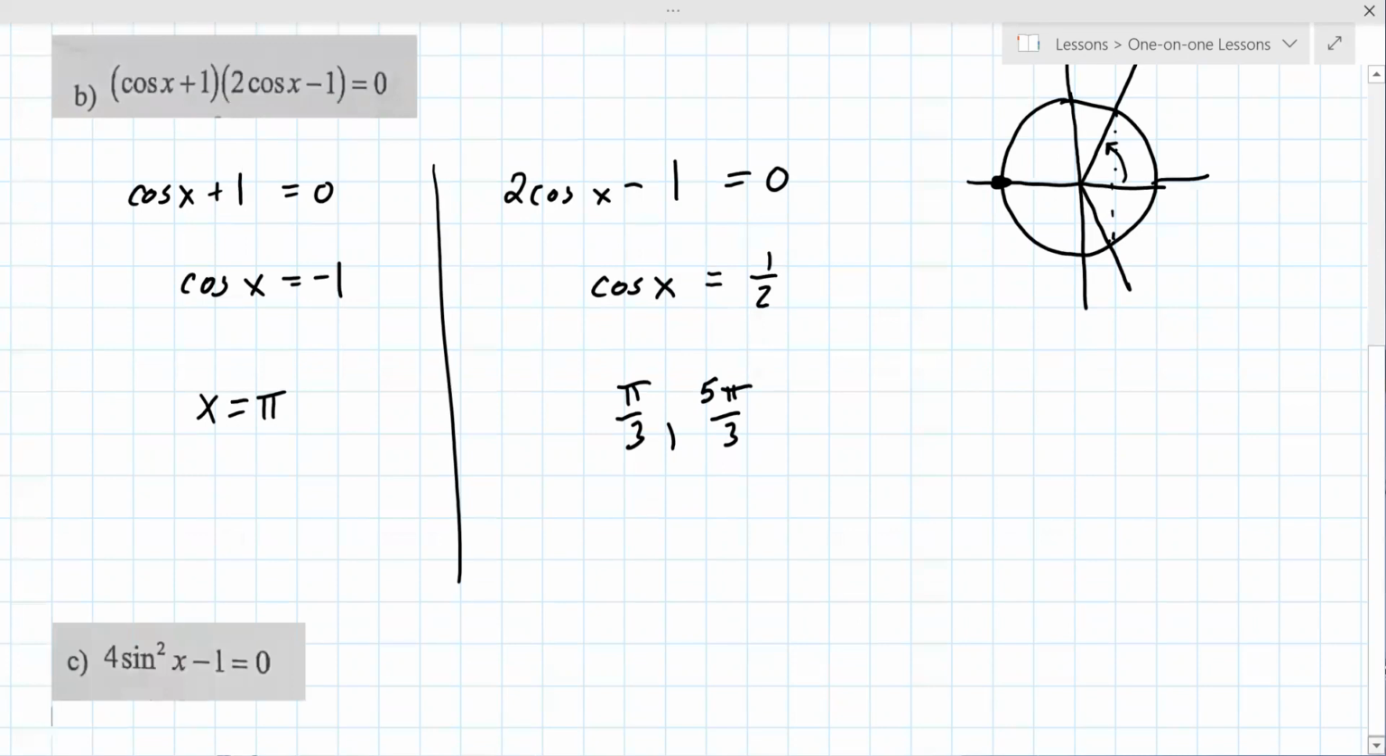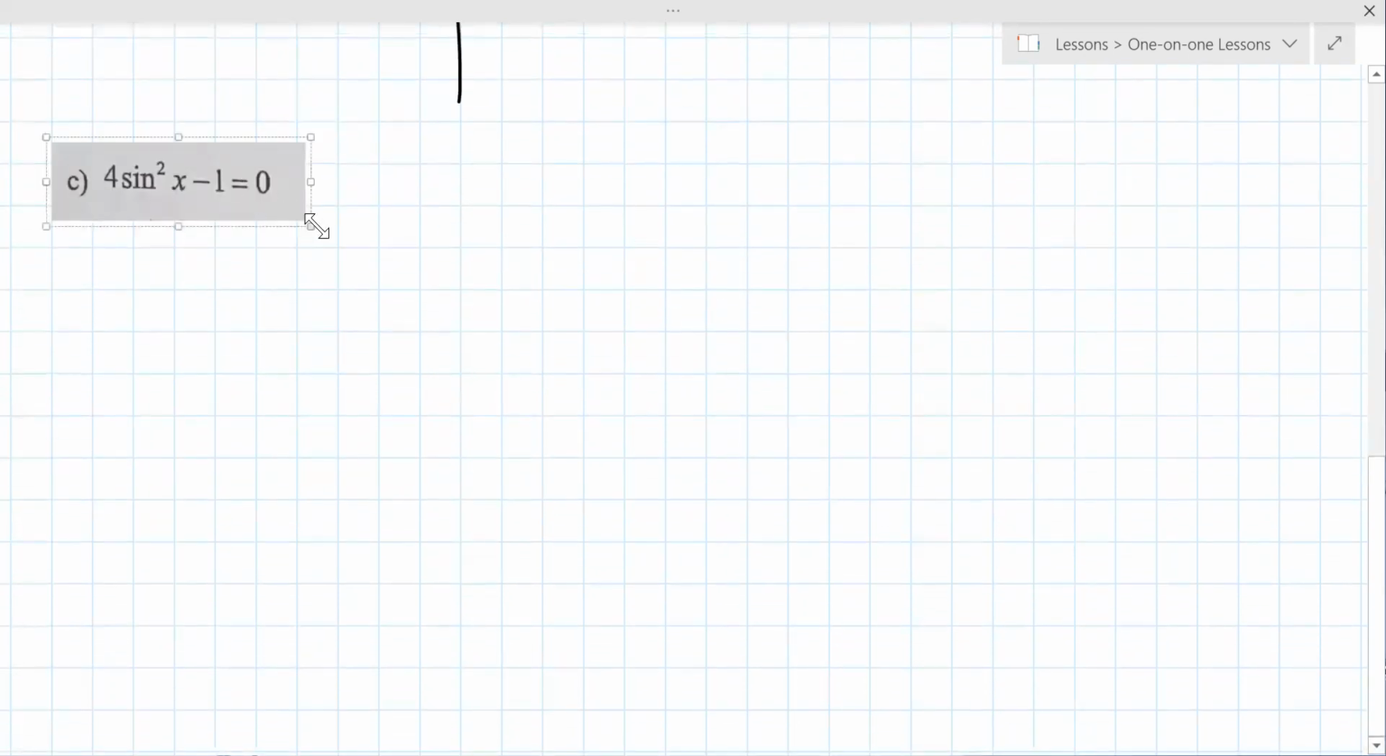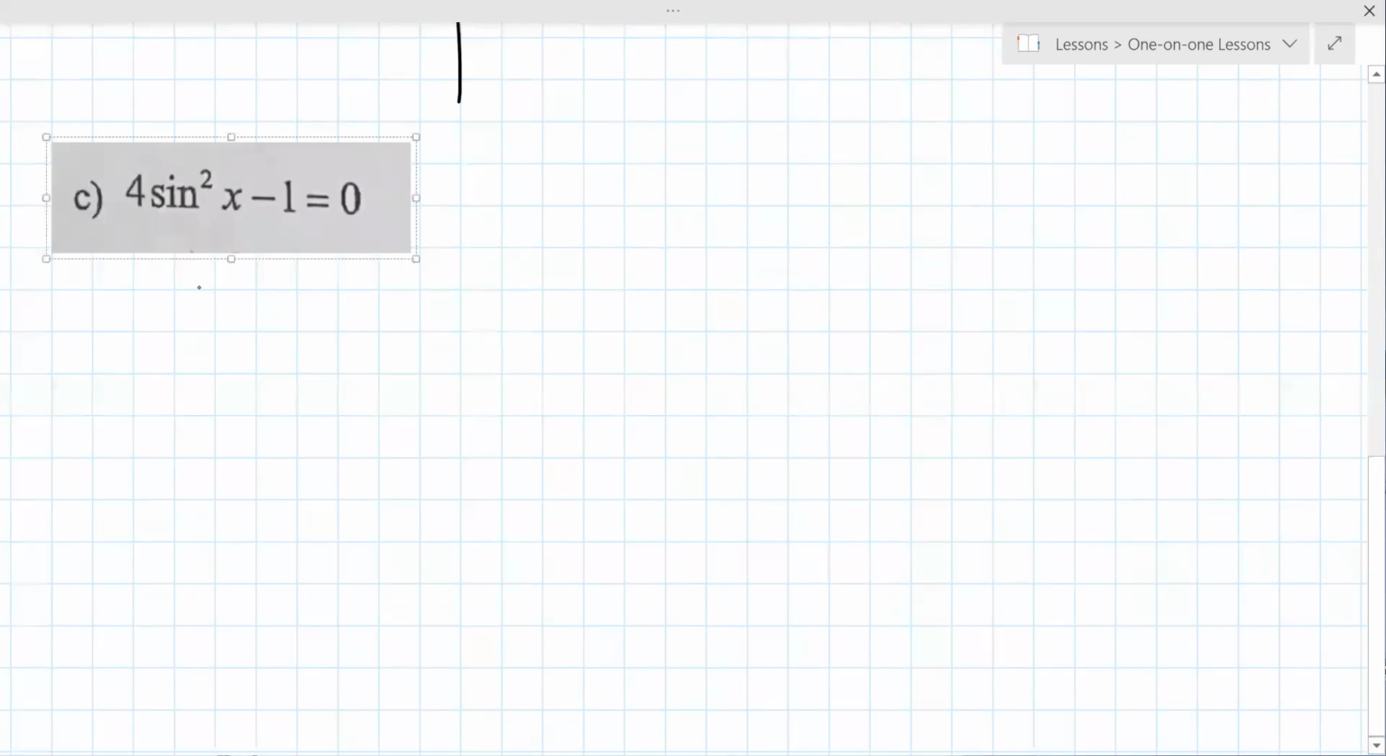Part C says 4 sine squared x minus 1 equals 0. A couple of ways to do this. One is to do difference of squares, meaning a squared minus b squared. Another is you just solve for sine x. Which way would you prefer? Which way do you see this problem? Just solving for sine x makes more sense, I think.